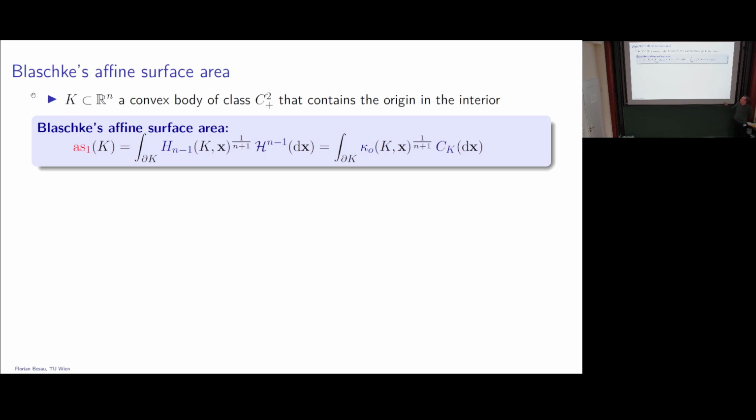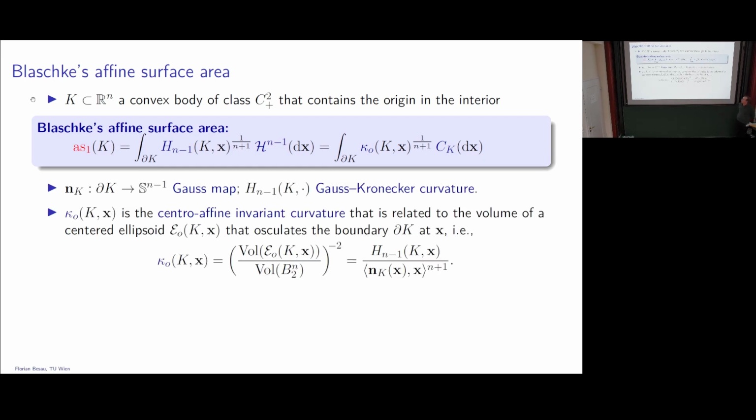dimensions for regular bodies, either by integrating the Gauss-Kronecker curvature to this power 1 over n plus 1 over the boundary. So here this is my notation for the usual surface area measure. Or you could equivalently write it using centro-affine notions, so you can integrate the centro-affine invariant curvature to this power with respect to the cone volume measure, right?